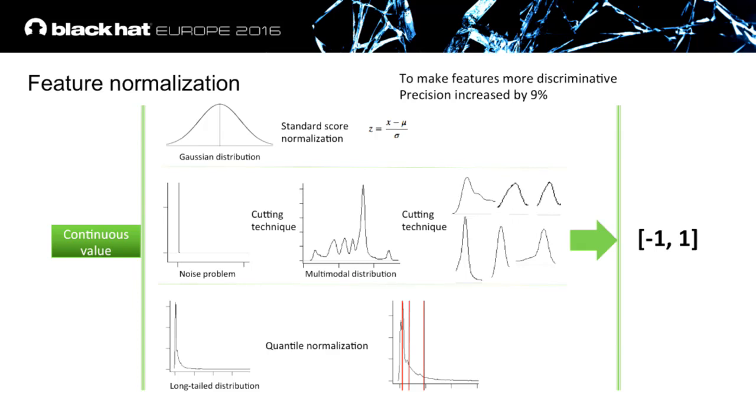This is a key part of the training stage. You have to find appropriate algorithms based on your own data characteristics, and it's effective. The precision of our system has increased by 9% with this normalization.